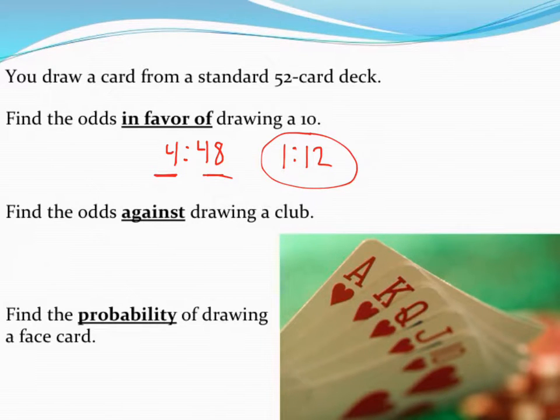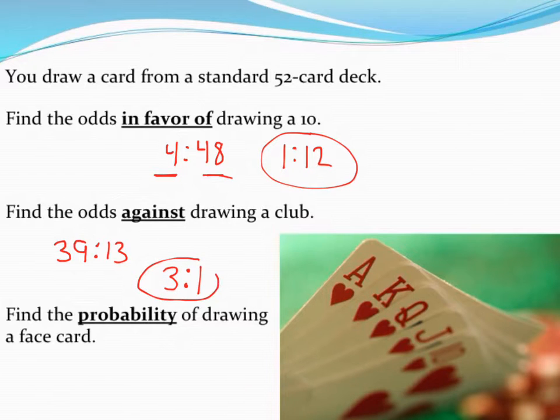Okay? Odds against something happening is going to be the exact opposite of what we just did: how many ways something cannot happen compared to how many ways it can happen. So the odds against drawing a club. Well, I first want to figure out how many ways I cannot draw a club. Since there are 13 clubs in a deck, that means there are 39 cards that are not clubs, compared to what we just said, 13 cards that are a club. So my odds against drawing a club are 3 to 1. Meaning I have a more likely chance not to get a club than I do, which makes sense. There are more not clubs than clubs in a deck.